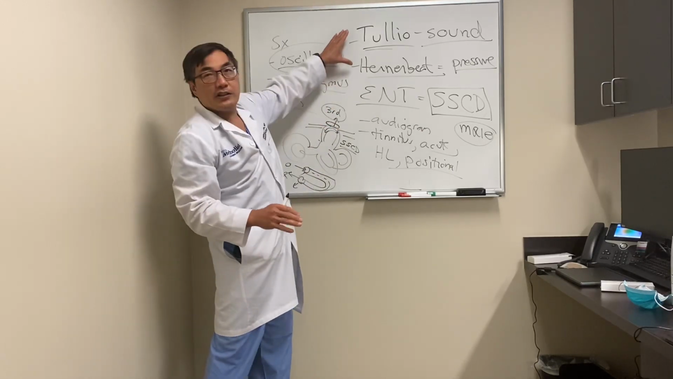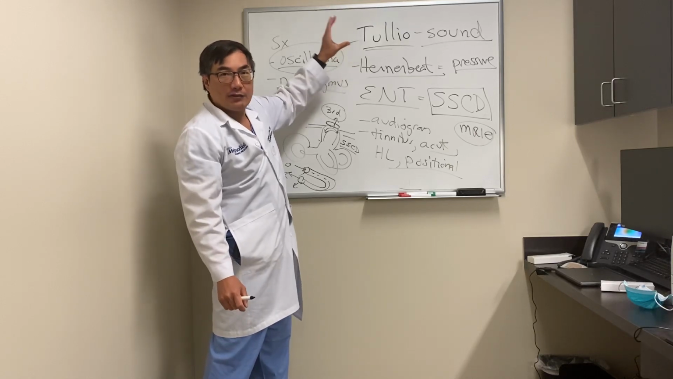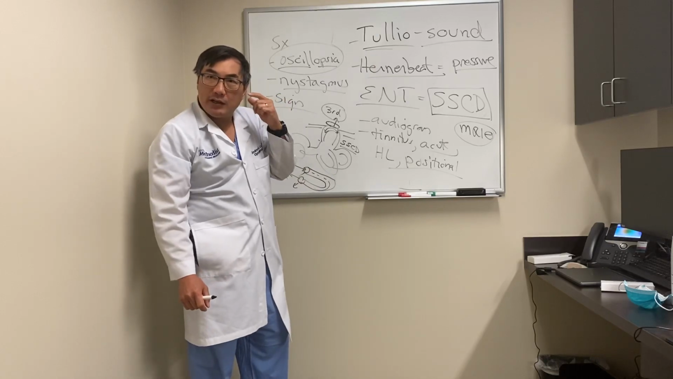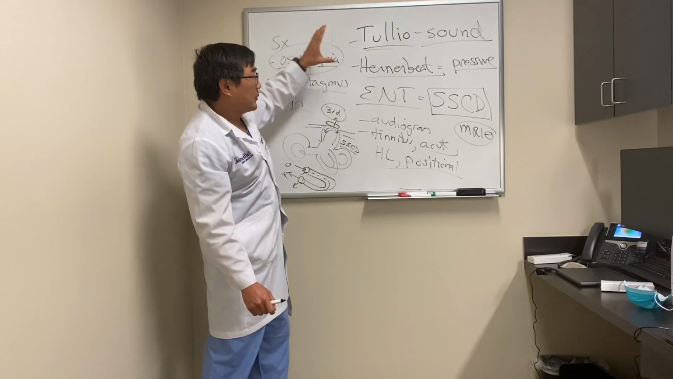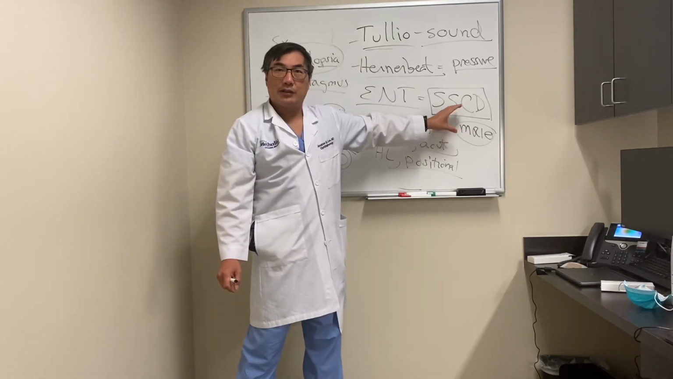So two very strange, crazy sounding complaints. My eyes jump when I hear loud noises, or my eyes jump when I have a pressure change in my ear, either by sticking the finger in the ear or doing something to change the pressure. Those are very specific symptoms that should lead you to superior semicircular canal dehiscence.